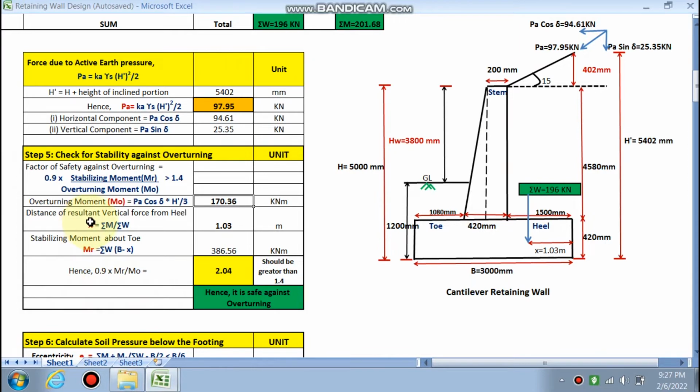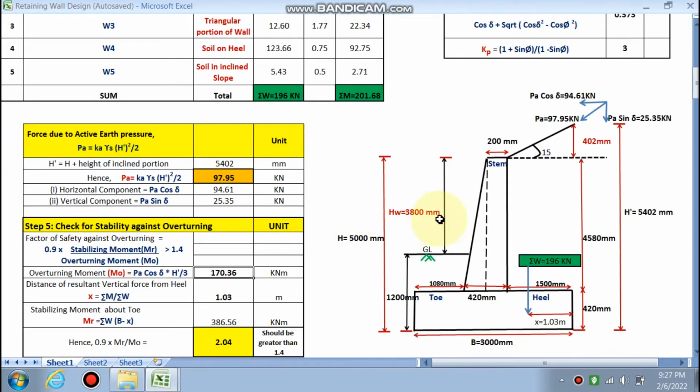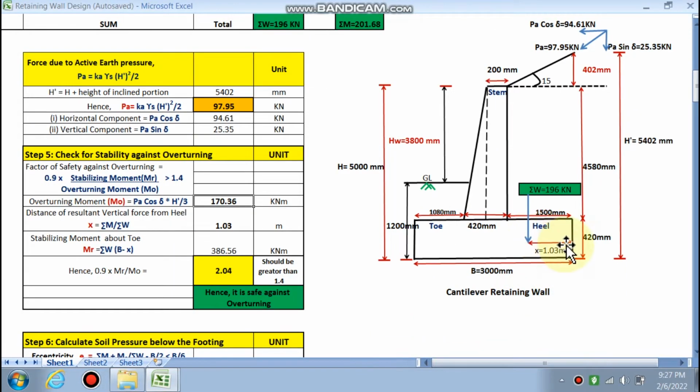So the distance of the resultant vertical force from the heel, you have to calculate this distance. The resultant vertical force, we have calculated all the resultant vertical force. So where will it act, at a distance of x, right? Now how can we calculate x? Summation of M, the total overall moment, divided by summation of W. It will be calculated as 1.03 meter from the heel, right?